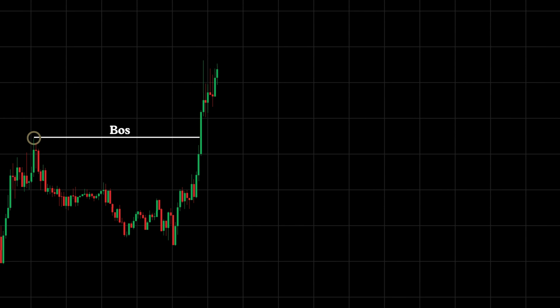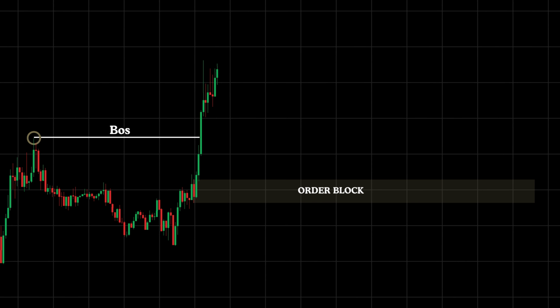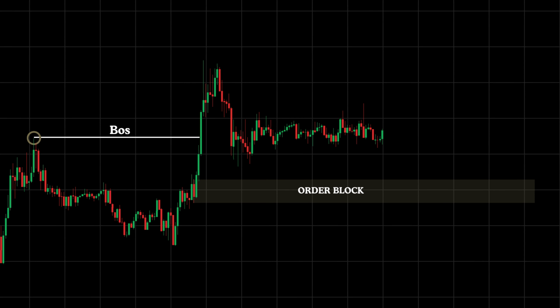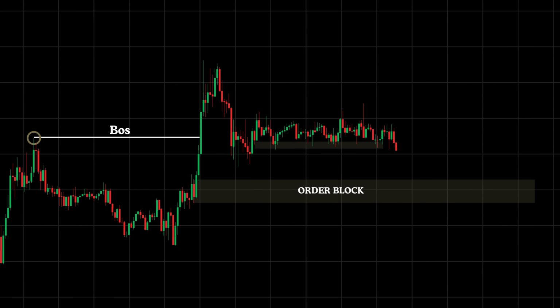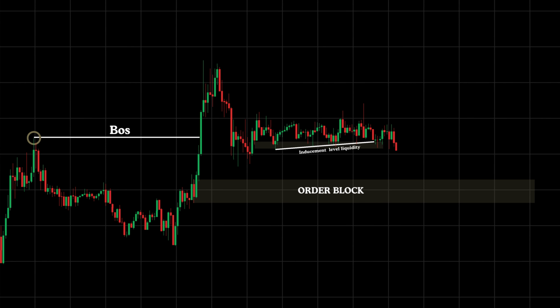Take a look at this chart. Price surges upward, leaving behind clear inefficiencies. Then we get a confirmed break of structure, BOS, validating a proper order block. But here's where things get interesting. Right before price reaches that order block, it begins forming multiple rejections at a minor support level. That's our inducement, and now we know exactly what's coming next.